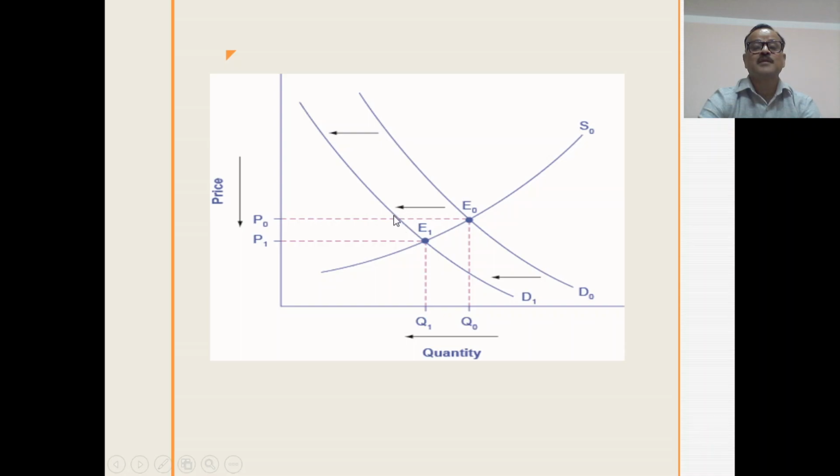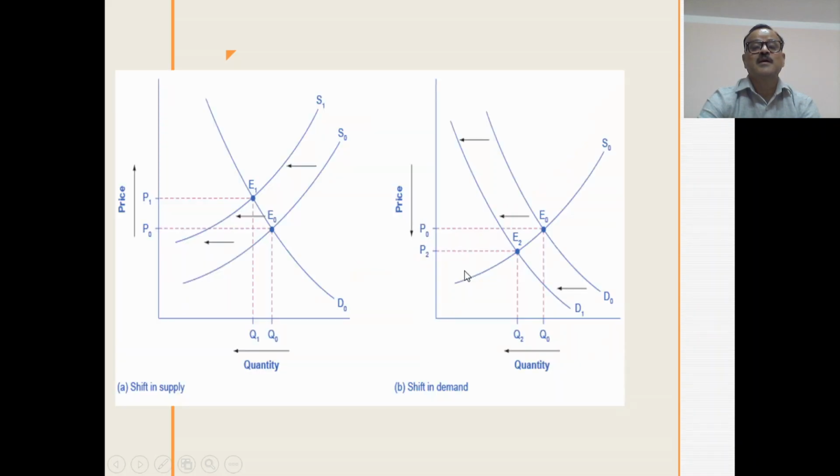goes backward due to some reason, like the income of people decreased, then demand shifts backward. So what happens then? It meets the supply curve at this point E1. As a result, price reduces and quantity also decreases. This is the shifting case of the demand curve. Here we can see the shifting case of the supply curve also.